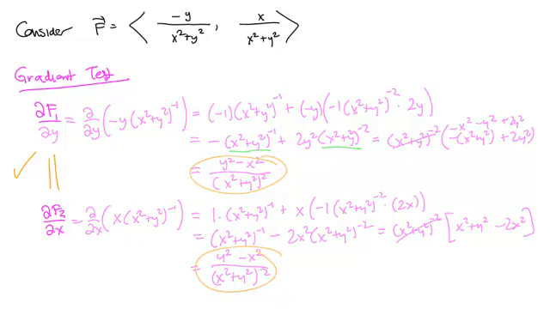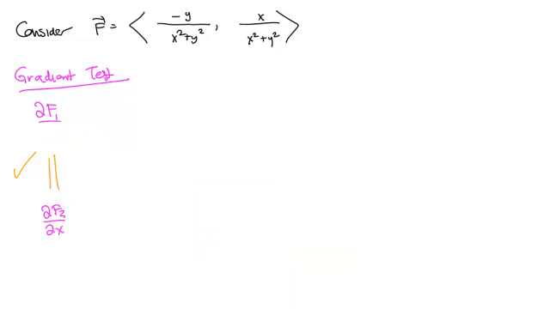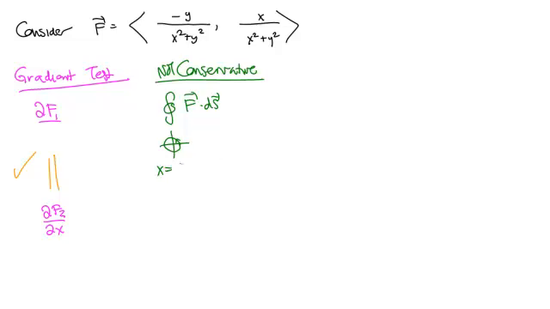However, this function doesn't have a potential. This vector field doesn't have a potential function, and I can show that by showing that it's not conservative, which is one of the things that's equivalent to having a potential function. To show it's not conservative, I'm just going to compute the line integral of the vector field F dot ds over the unit circle centered at the origin of radius 1. I can parameterize the unit circle by x equals cosine of t, y equals sine of t, with t going between 0 and 2 pi.